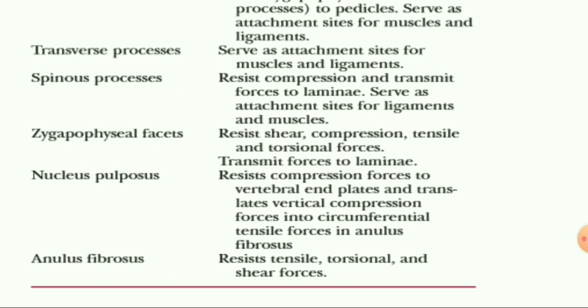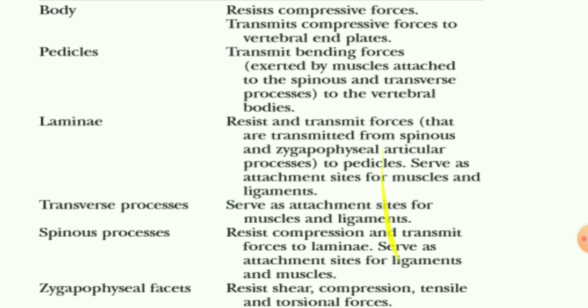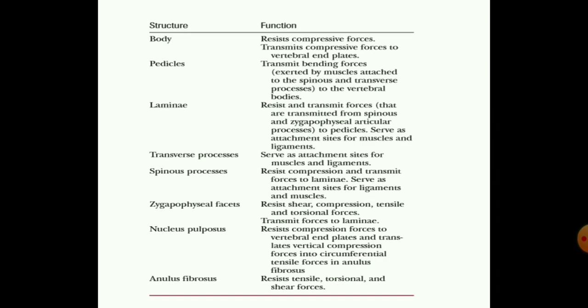Next is the zygapophyseal joint. It resists the shear, compression, tensile and rotatory forces and it transfers forces to the laminae. Nucleus pulposus resists the compressive forces to the vertebral end plate and translates the vertical compression forces into circumferential tensile forces in the annulus fibrosus. Next is the annulus fibrosus. It resists the tensile forces, torsional forces, and the shear forces. So these are the main structures and their functions in the vertebral column.